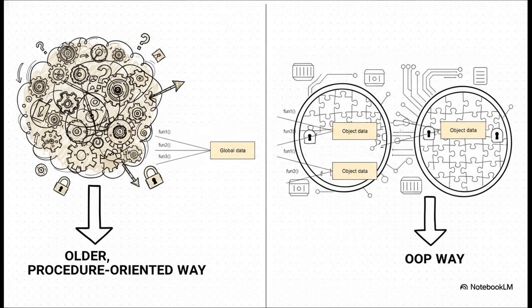On the left, you've got the old way. It's kind of chaotic, right? Data is just floating around, and any part of the program can reach in and change it, which leads to all sorts of bugs. But on the right, you've got the OOP way. It's clean, it's organized, and data is safely tucked away inside its object. It's the difference between a messy junk drawer and a perfectly organized toolbox.